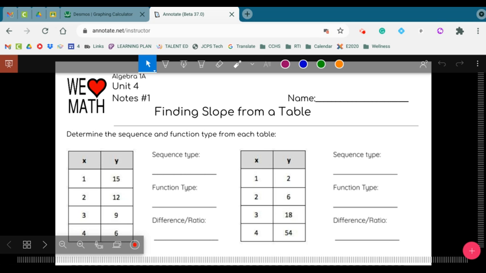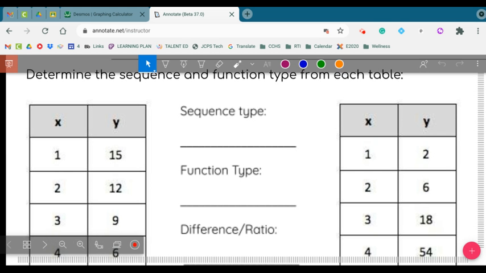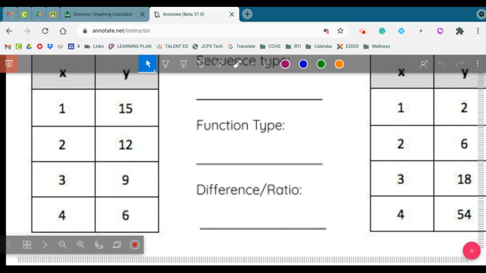So we're going to do it from different methods. Today we're going to do finding slope from just a table. So to kind of start it off, we're going to think about going back to our sequences, what type of sequence it is and what type of function it's going to be. Whenever we're determining our sequence, we have to look at our y values. So we go from 15 to 12 to 9 to 6. So we're subtracting 3 each time.